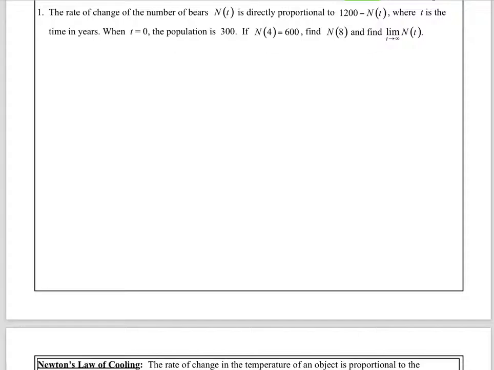Alright, anyways. So, what is my differential equation? dn over dt equals k times 1200 minus n of t. We'll just use n. We don't have to use n of t. Any issue with that? Nope. Because the rate of change is the derivative, and then directly proportional to the k times 1200 minus n. How did I know to use dt? Because I've got t in the problem, so it's got to be dt.